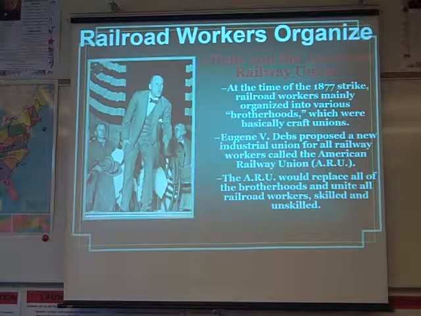As a result of this, we largely see the federal government take a pretty hard line against unions, and that only gives Debs an even greater rallying cry and force to help create a larger union. And he really works to replace all the little smaller unions with the American Railway Union, bringing together those workers, skilled and unskilled, and uniting all of them.